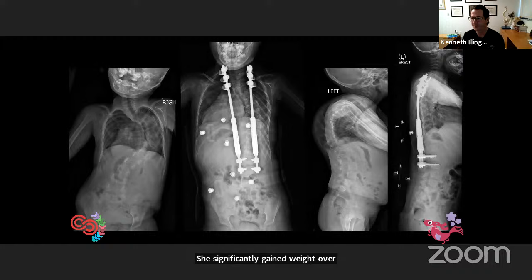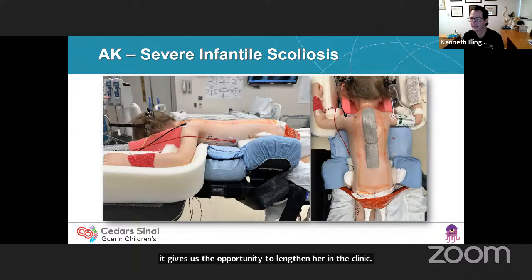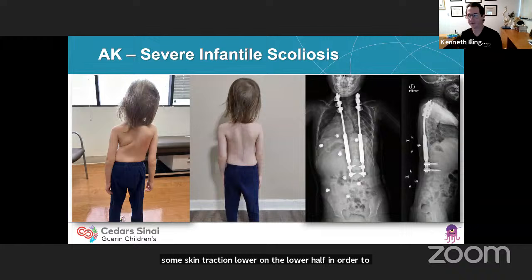And here's what her correction looks like after surgery with magnetically controlled growing rods, which gives us the opportunity to lengthen her in the clinic. Here's what she looked like on the table. I continue to use halo traction intraoperatively, as well as some skin traction on the lower half, in order to keep these patients positioned on the table. And here's what she looks like clinically at about 6 weeks after surgery.